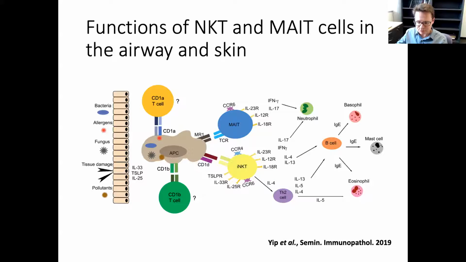So these responses in barrier organs modulate a host of different diseases. We know these cells are really important in asthma, COPD, atopic dermatitis, psoriasis, as well as many infectious diseases in barrier organs.